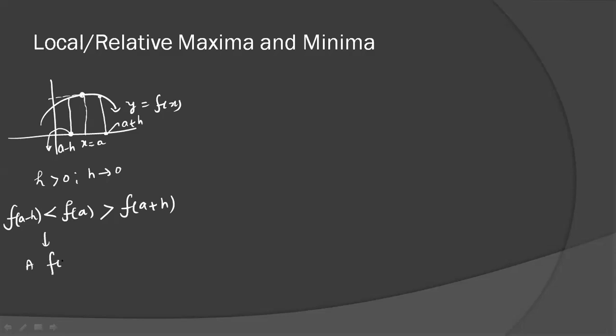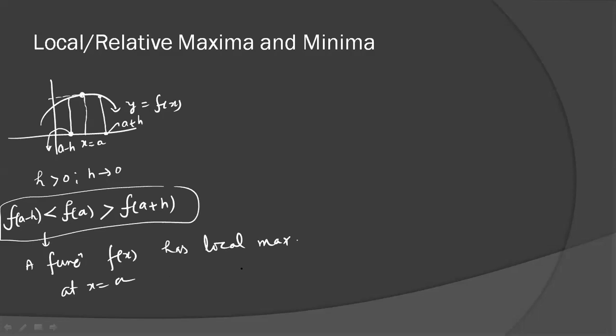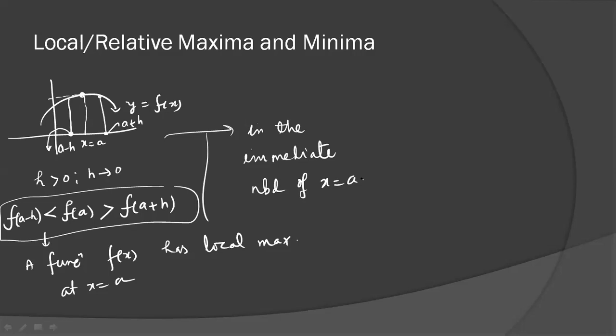So a function f(x) has a local maxima here at x equal to a. Here at x equal to a, the function f(x) has a local maxima, and we are checking in the immediate, meaning very close, neighborhood of x equal to a. Then this point is giving you local or relative maxima at x equal to a.